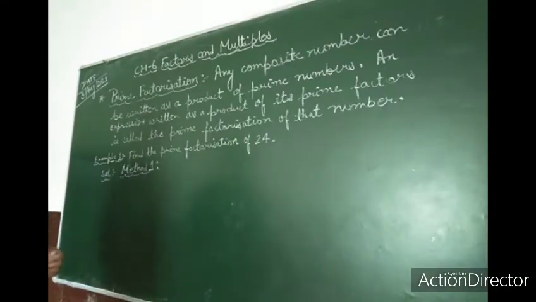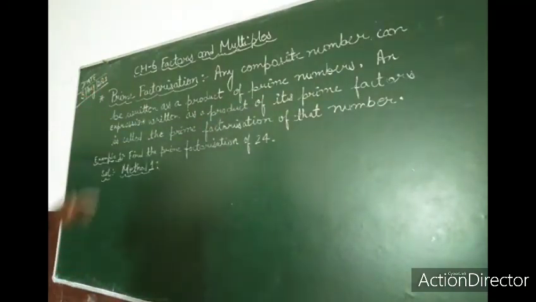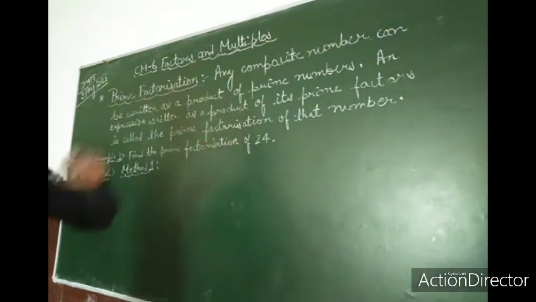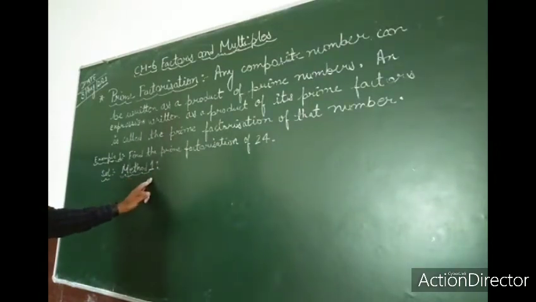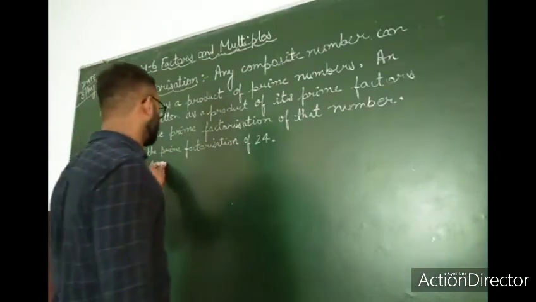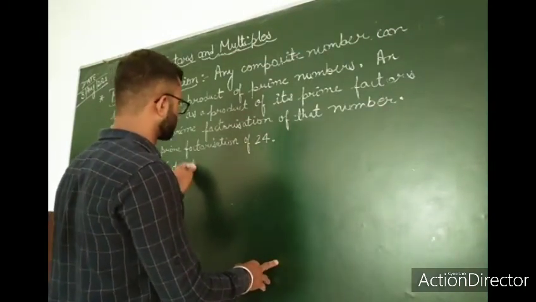Prime factorization. Any composite number can be written as a product of prime numbers. An expression written as a product of its prime factors is called the prime factorization of that number. Now we find the prime factorization of 24. First we use method 1, the factor tree method.